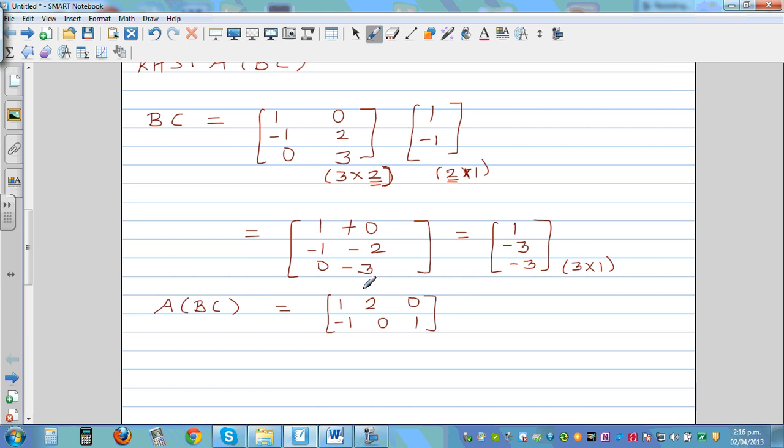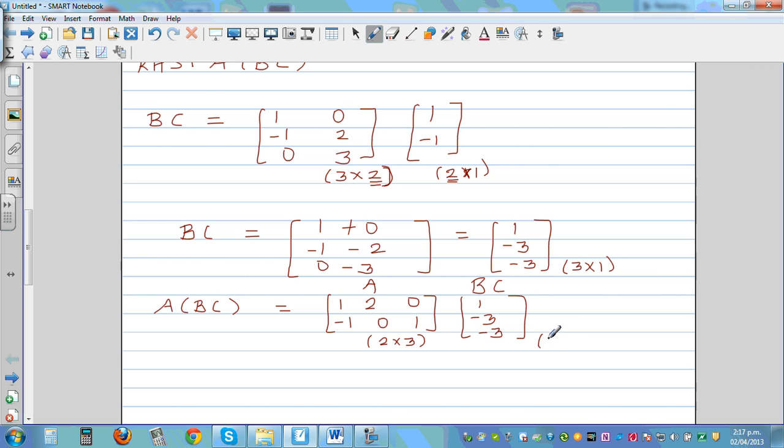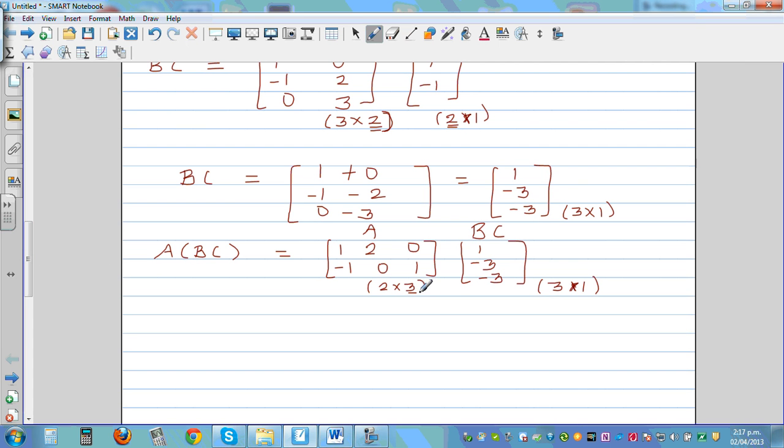This is your A, and you want to multiply it with BC. What's your BC? This is your BC: 1, negative 3, negative 3. How many rows does A have? You've got two rows, so this is a 2 by 3 matrix. And this is a 3 by 1 matrix. So let's multiply. Here you can see these two are equal.